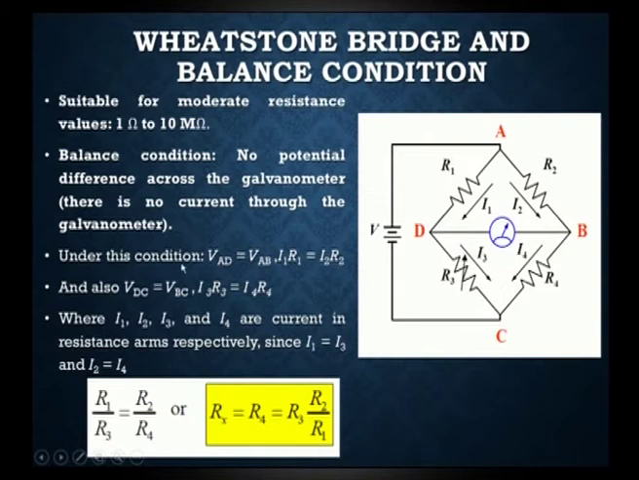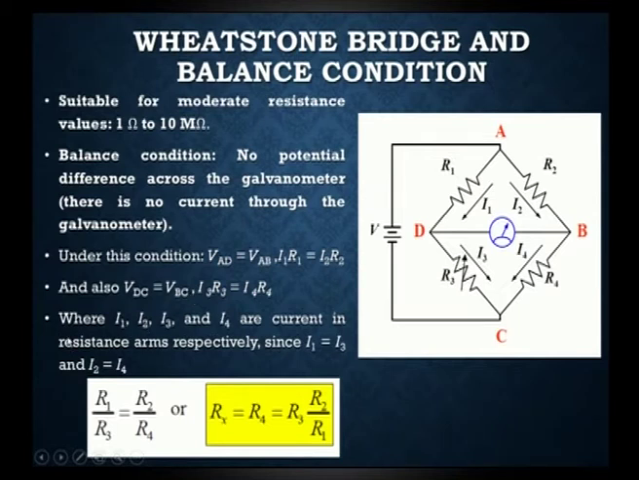Under this condition, what is the effect when Ig is equal to 0? VAD is equal to VAB. VAD and VAB can be represented in terms of IR, that is, I1 R1 is equal to I2 R2. Also VDC is equal to VBC, which again gives I3 R3 is equal to I4 R4. These are the two conditions that we get when Ig is equal to 0.